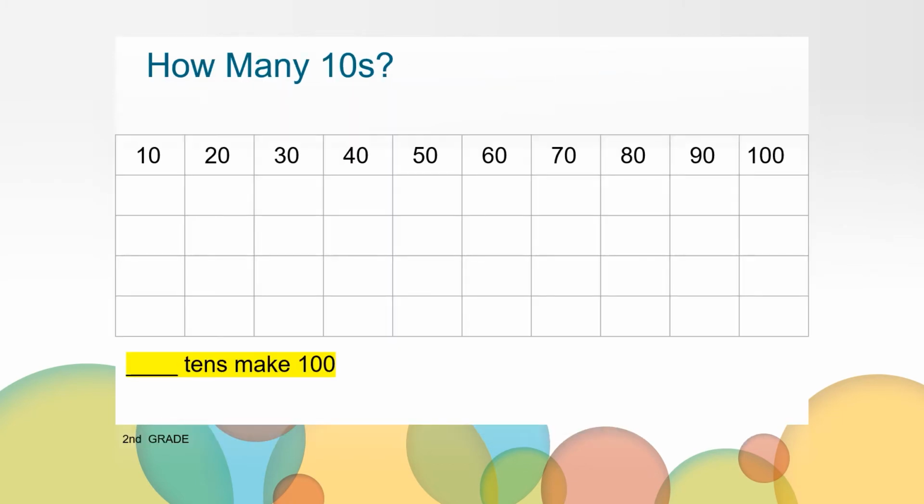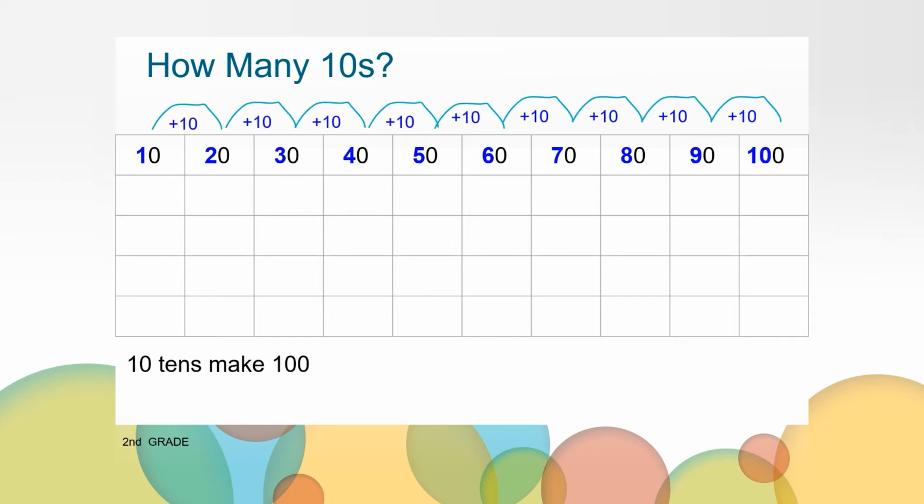Count by tens to 100. 10, 20, 30, 40, 50, 60, 70, 80, 90, 100. How many tens make up 100? And what patterns do you notice in how our numbers are changing? Two patterns that you may have noticed are we make a jump of 10 with each count. The digit in the tens place is getting bigger by 1 each time.